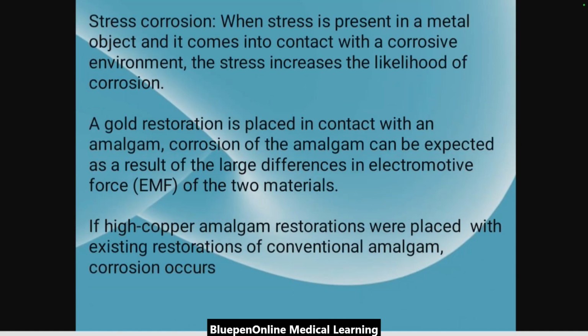The next is stress corrosion. When stress is present in a metal object and it comes in contact with a corrosive environment, stress increases the likelihood of corrosion. So basically it is dependent on the stress. A gold restoration is placed in contact with an amalgam. Corrosion of the amalgam can be expected as a result of large differences in electromotive force of the two materials. So these are basically dissimilar metals. That's why corrosion will occur. But it also happens if a high copper amalgam restoration is placed with an existing restoration of conventional amalgam.